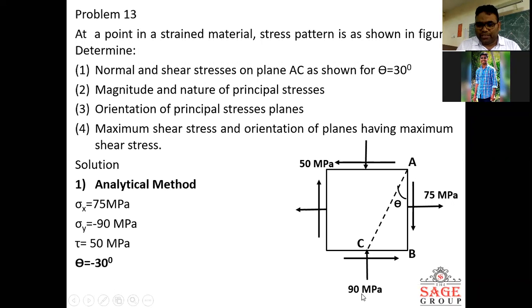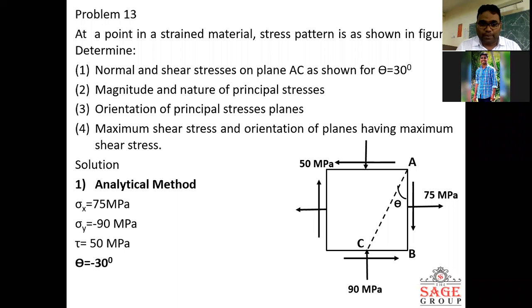According to this figure, we have to find these four things. First one is the normal and shear stresses on plane AC. AC means this inclined plane, as shown, for theta equal to 30 degrees, which is given in the question. Then second, we have to calculate the magnitude and nature of the principal stresses.